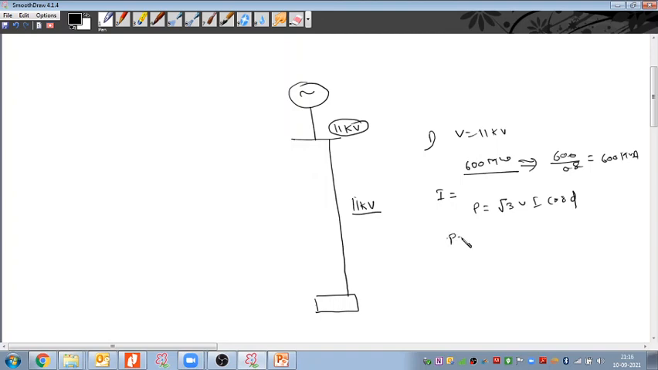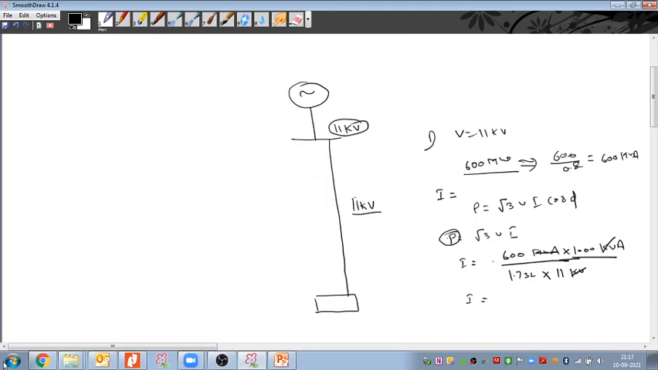Again the formula of power will be root 3 into V into I. We are taking power in MVA. So current is this 600 MVA power divided by root 3, that is 1.732, into voltage. Generation voltage is 11 kV, right? So let us convert this MVA into kVA. Multiply by 1000, it will give the kVA. So kV cancels by kV. Let us find out how much this current is coming.